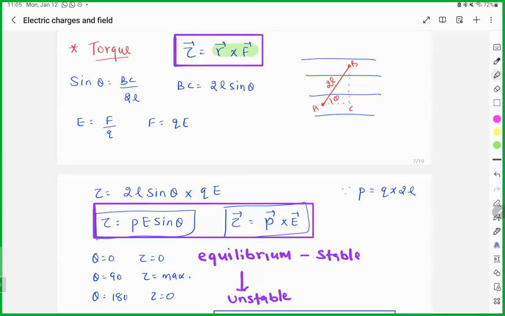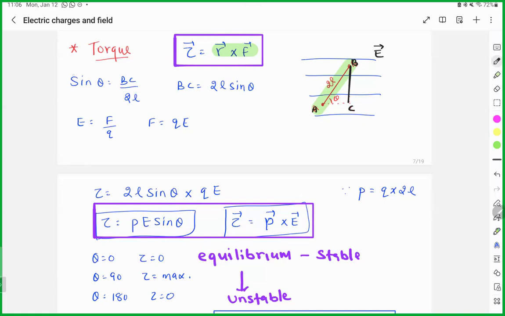If you are having this dipole, this is the direction of the electric field. When the electric field exerts some force, you need the perpendicular distance, because this is the perpendicular distance. Makes sense? According to the line, this is the perpendicular distance BC. So you want to calculate what this BC value is.